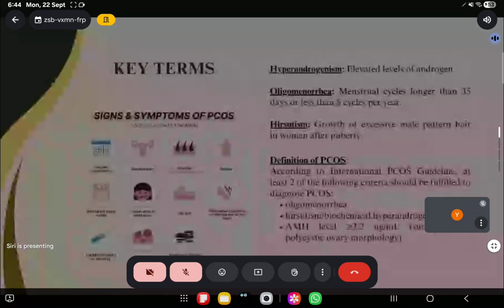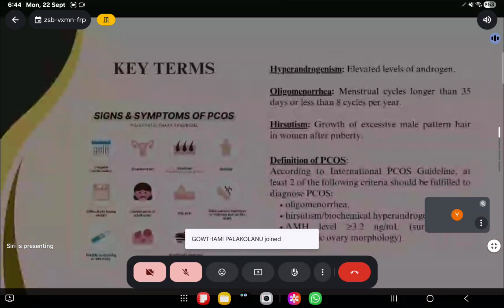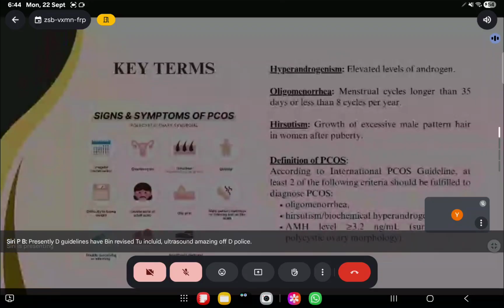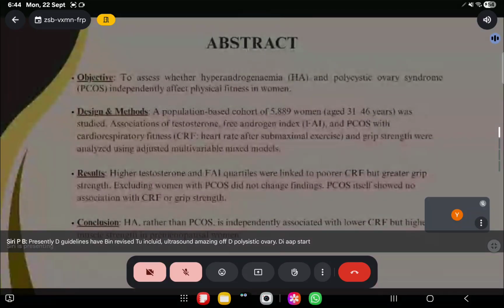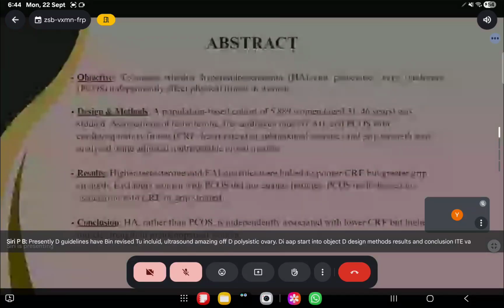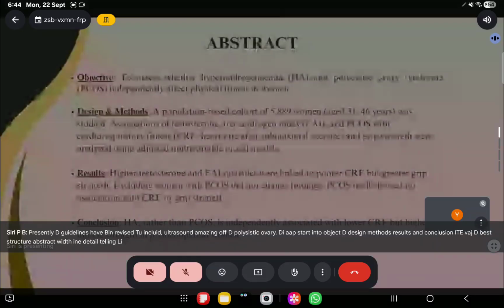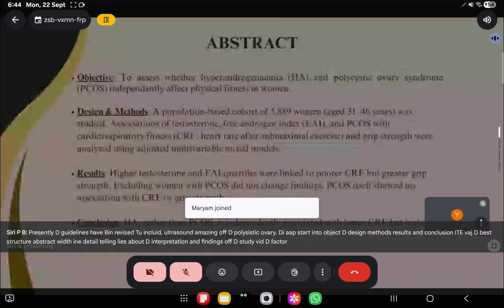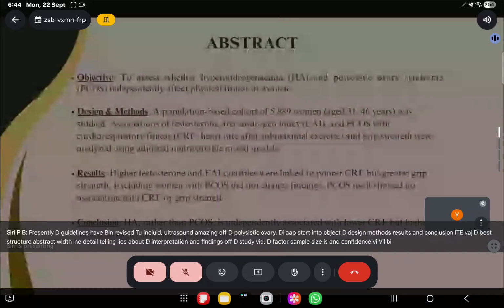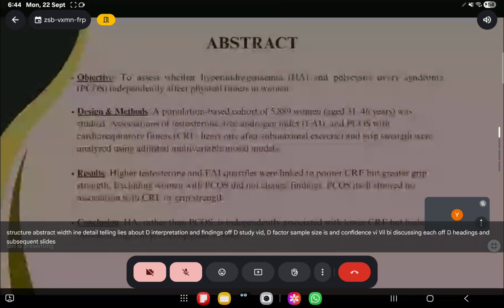In conclusion, we define PCOS according to the 2023 guidelines as having at least 2 of the following criteria: oligomenorrhea, hirsutism or biological hyperandrogenism, and anti-Mullerian hormone levels greater than 3.2 nanograms per milliliter. Presently, the guidelines have been revised to include ultrasound imaging of the polycystic ovary morphology. The abstract was differentiated into objective, design, methods, results, and conclusion. It was a well-structured abstract telling us in detail about the interpretation and findings of the study with effective sample sizes and confidence intervals. We will be discussing each of the headings in subsequent slides.